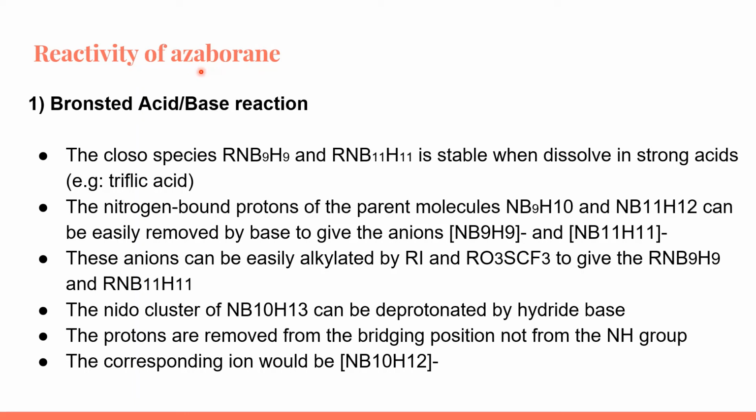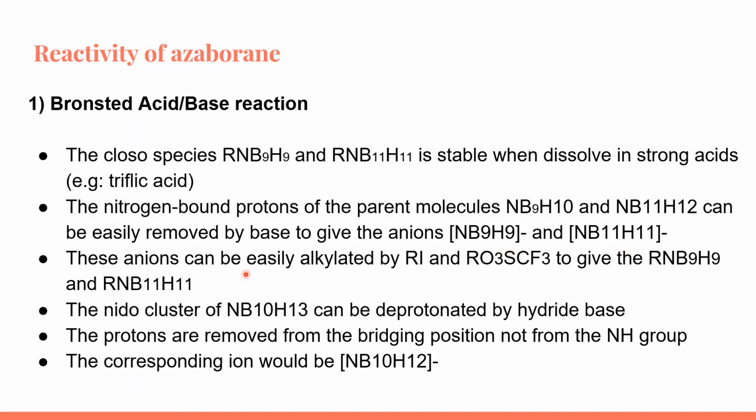Okay, so for the reactivity of the azaboranes, they can undergo acid or base reactions. The closo species of this azaborane, which are RNB9H9 and RNB11H11, are stable when dissolved in strong acids, for example triflic acid. So how do these species of the azaborane form? Basically, they are formed from the nitrogen-bound protons of their parent molecules, NB9H10 and NB11H12, which can be easily removed by base to give the anions NB9H9 negative and NB11H11 negative.